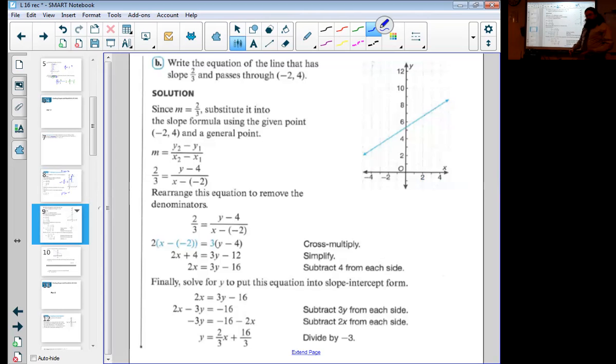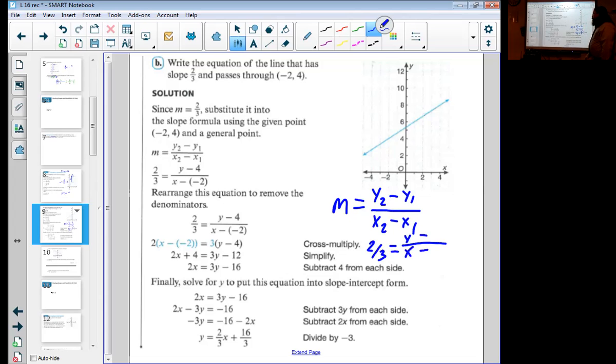We know from earlier that the slope is equal to y2 minus y1 over x2 minus x1. That's the slope formula. So we can just plug in the things that we have. So 2/3 is equal to our slope, that is 2/3 is equal to, now because we're substituting in y and x, we have y minus 4 over x minus negative 2. Now minus negatives turn into plus.